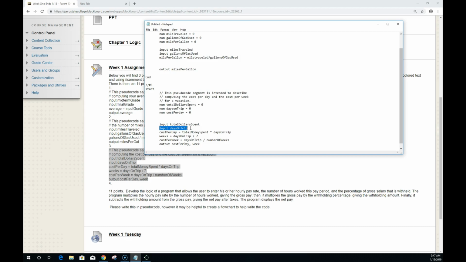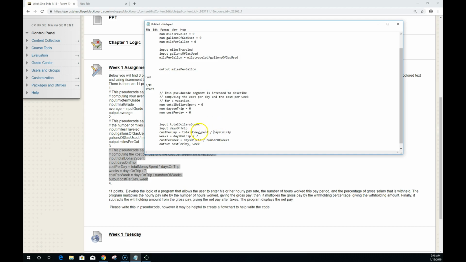And so it looks like we're trying to figure out the cost per day equals total money spent times days on trip. I probably would divide, because if I multiplied that, that would get very expensive very quick. So we have a slash in there. Anything else wrong or that we need to deal with on there?